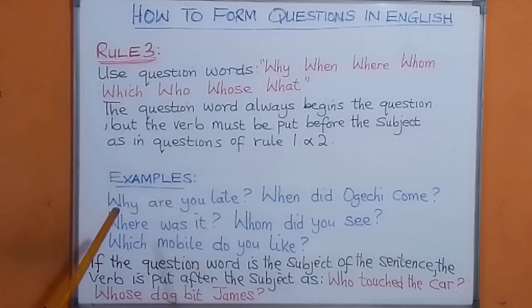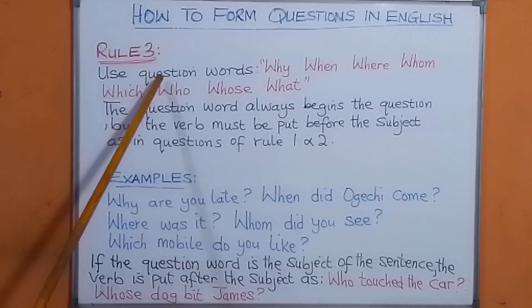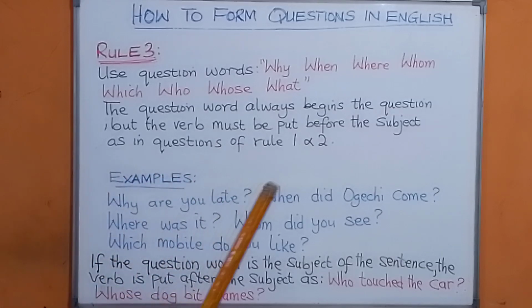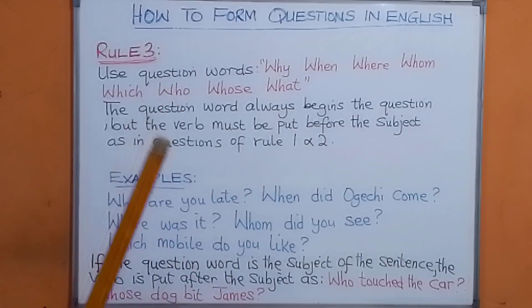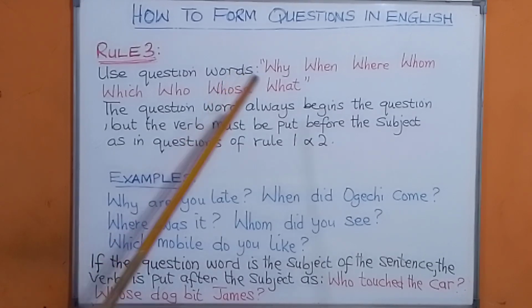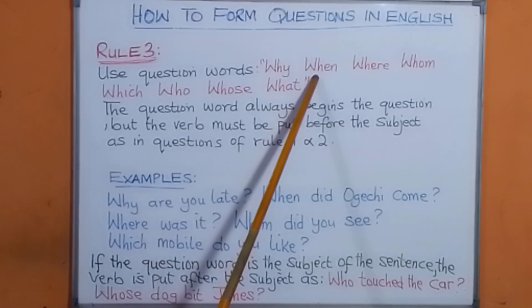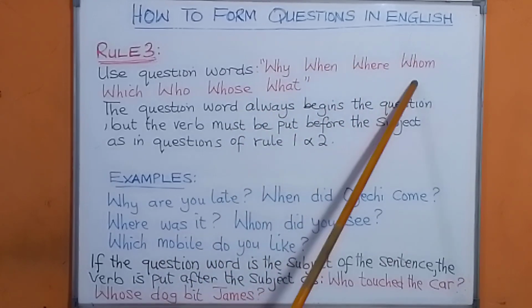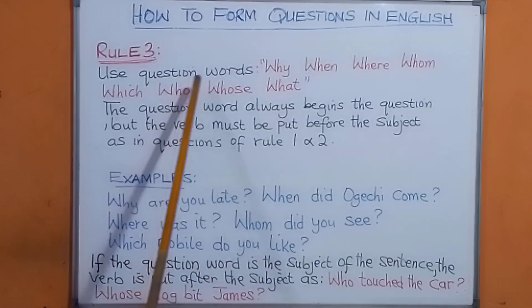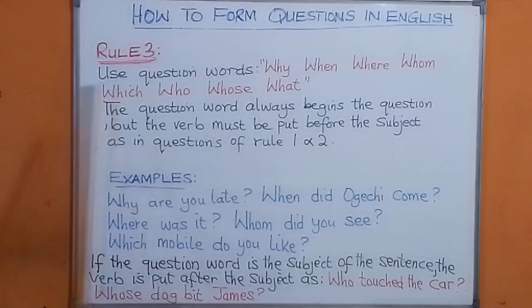Now, rule 3. Rule 3 says use question words. There are words that are normally used for questions. They are called question words. Words like why, when, where, whom, which, who, whose, what are question words. So, in this rule 3 we say use question words.